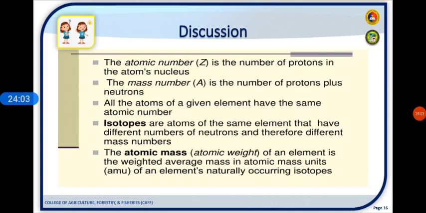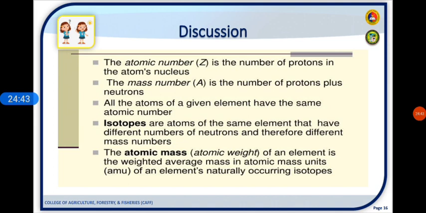The atomic number is represented by the symbol capital letter Z, so please remember that one. And the mass number is represented by the symbol capital letter A. So Z for atomic number, A for the mass number. Atomic number is the number of protons in the atom's nucleus.